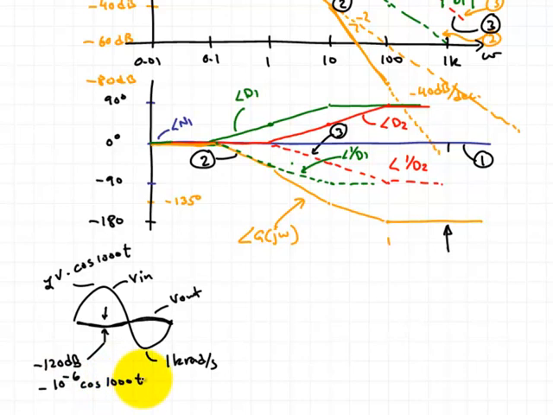Okay, so this filter has attenuated the signal by 6 orders of magnitude, and in the process there is a phase reversal. There is 180 degrees of phase lag.